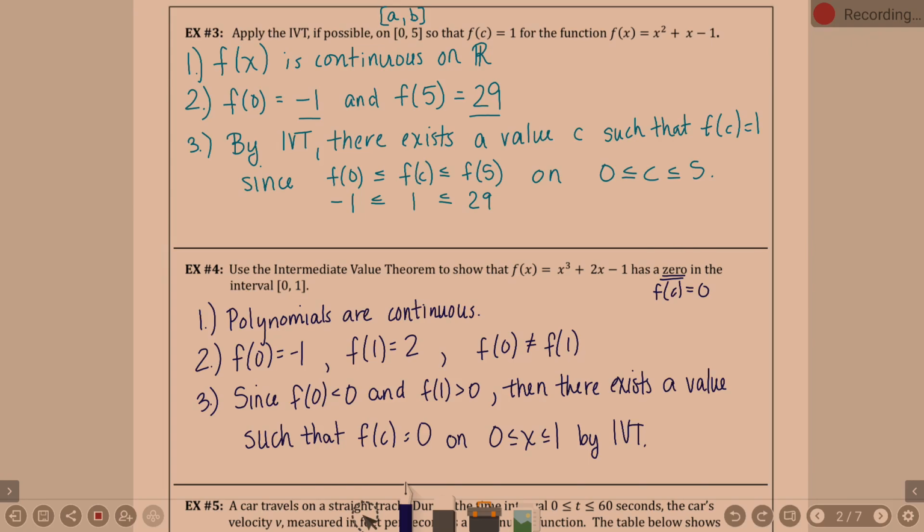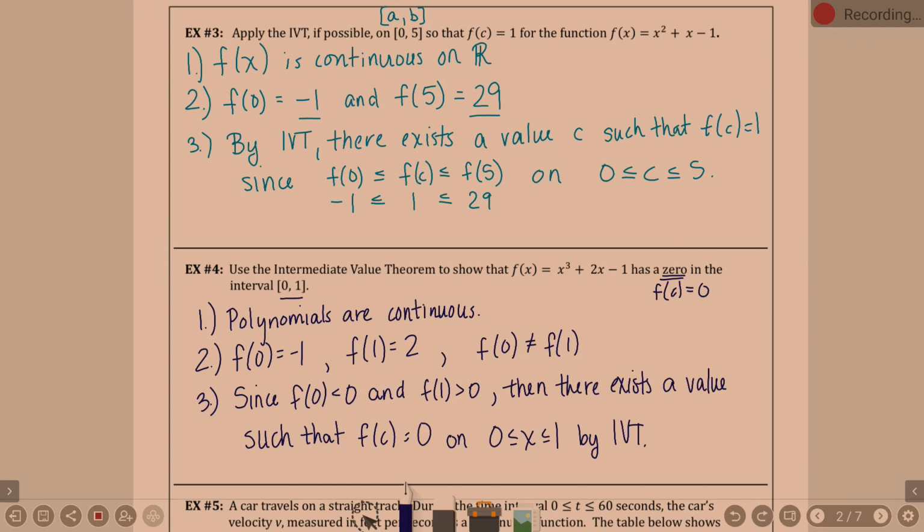Again, trying to be quick here. Endpoints, my interval was 0 to 1. So f of 0, you plug it in, you get -1. F of 1, you plug it in, you get 2. I correlated the fact that they're not equal to each other. It helps to point that out. Just, hey, I recognize this. So it's continuous, and my endpoints are not the same.